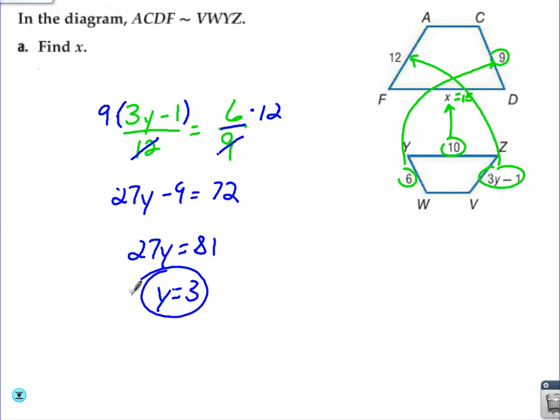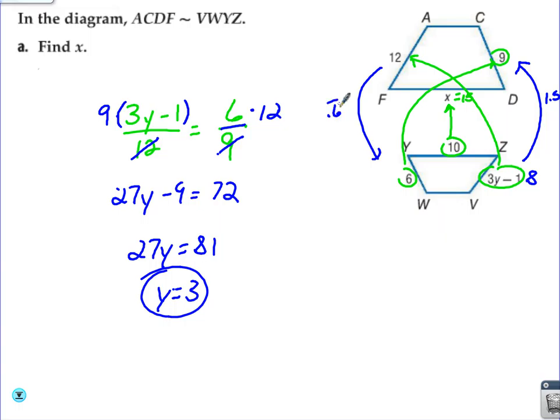Let's check ourselves. I want you to be comfortable doing what I'm about to show you. Y is 3, that gives me 3 times 3 is 9, minus 1 is 8. So again, in order to check this, these two trapezoids are supposed to be similar. If they are truly similar, the scale factor should hold for all sides. So we found the scale factor a while ago. I think it was like 1.5 or 3/2 going in this direction. We'll call it 1.5. And it was 2/3 or 0.6 repeating going in the other direction.